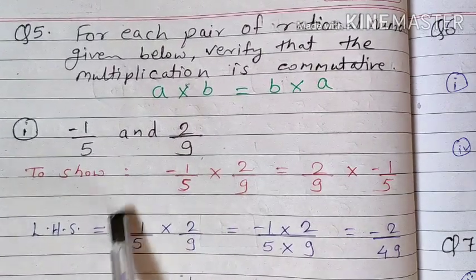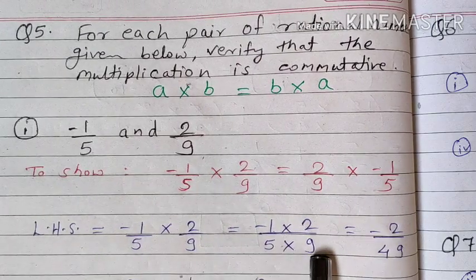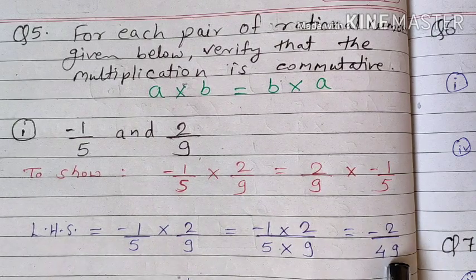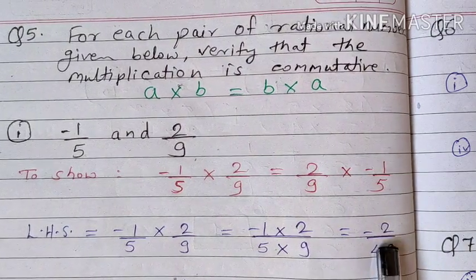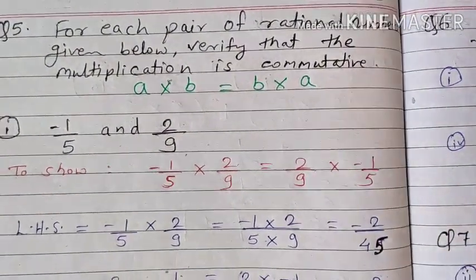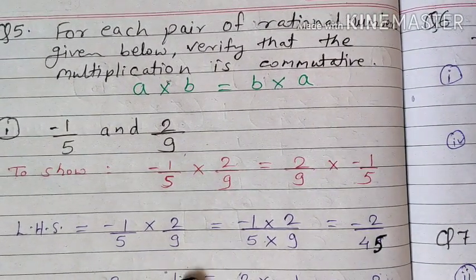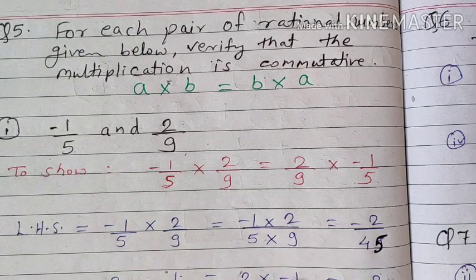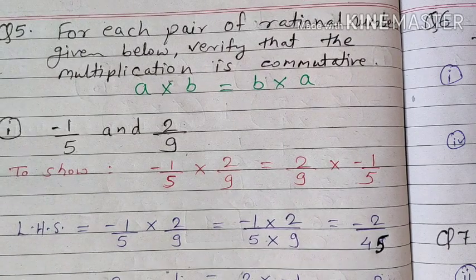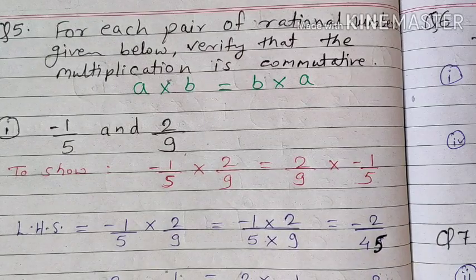So just to verify this, we have taken the LHS part first. This is our LHS part. We have taken LHS part first. Numerator into numerator upon denominator into denominator. 2 into minus 1 is minus 2, and 5 into 9 is 45. Correct? 5 into 9 is 45. And in the same way, here 2 upon 9 multiplied by minus 1 upon 5. 2 into minus 1 is minus 2, and 9 multiplied by 5 is 45. Got it? LHS and RHS both are equal.